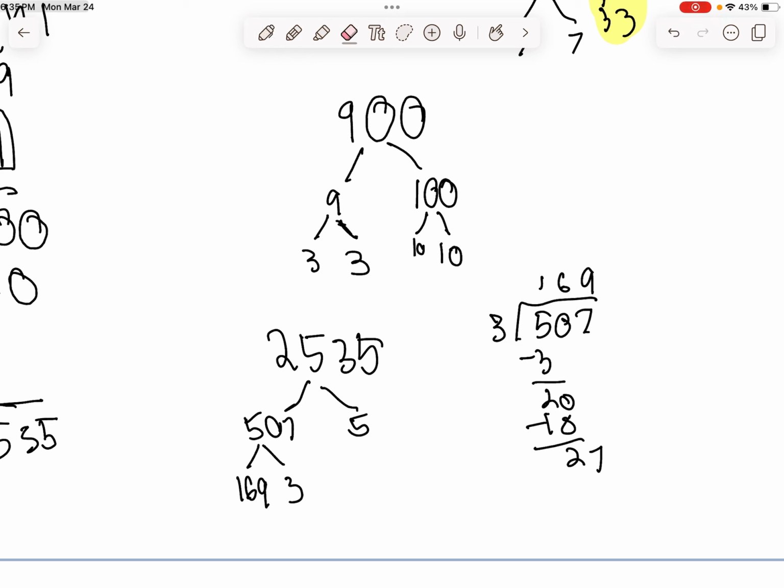Once again, if you add up the digits, you get... Ooh. And you don't listen to me. 169, if you add up the digits, you'll get 16 and not 15, so that's not divisible by 3.